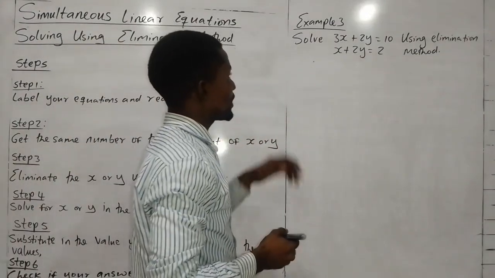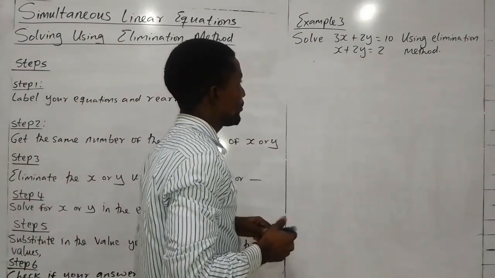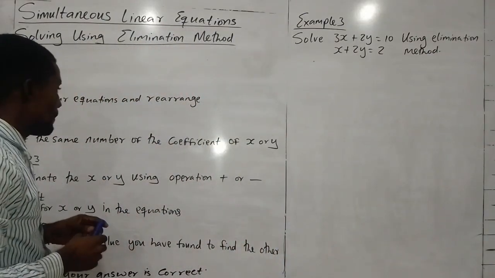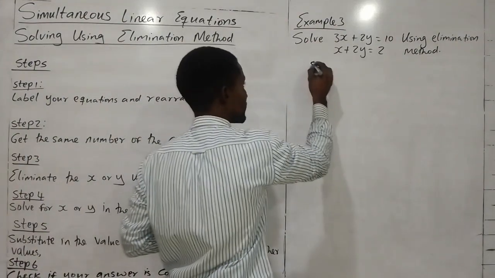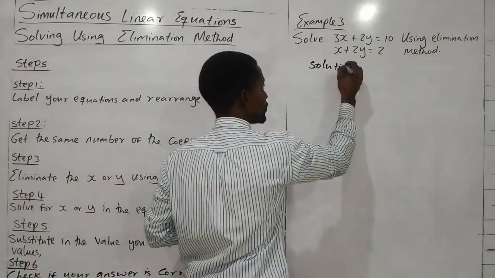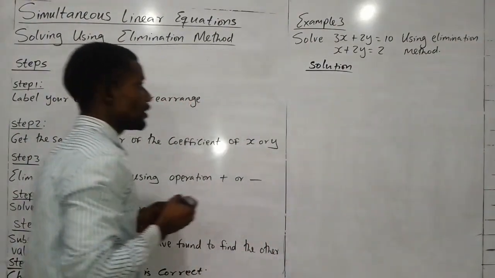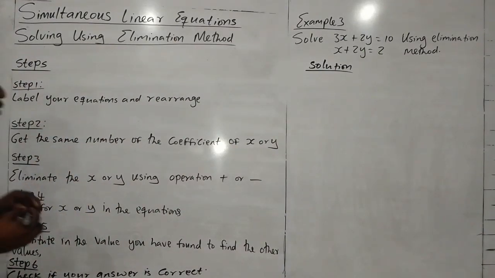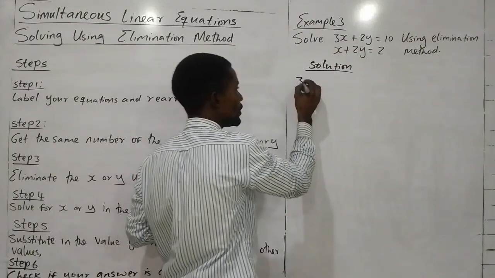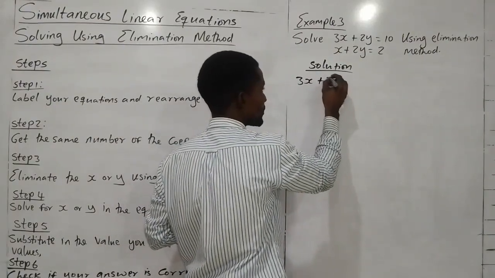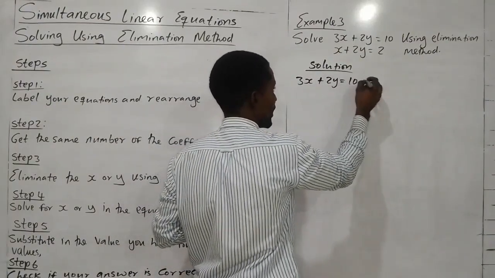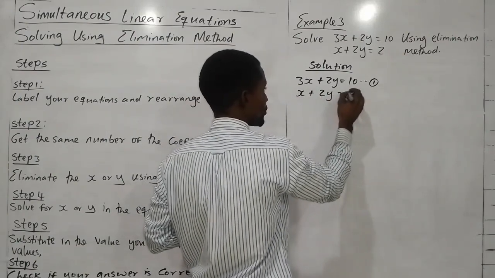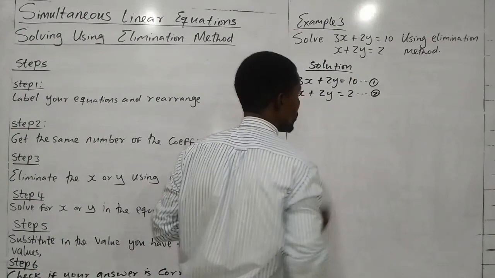Solve 3x plus 2y equals 10 and x plus 2y equals 2 using elimination method. Now to solve these equations simultaneously, we need to take note of the steps. The first step says label your equation and rearrange. So we label 3x plus 2y equals 10 as equation 1, and x plus 2y equals 2 as equation 2.